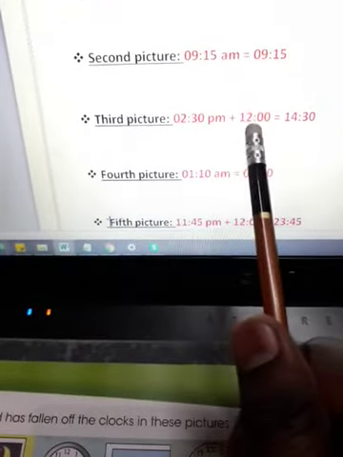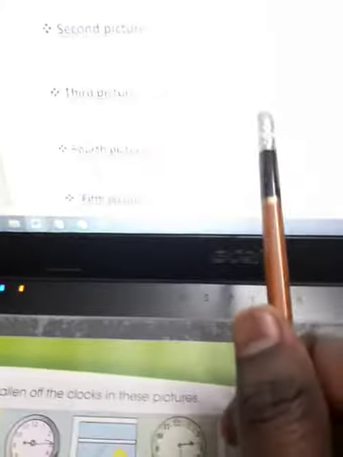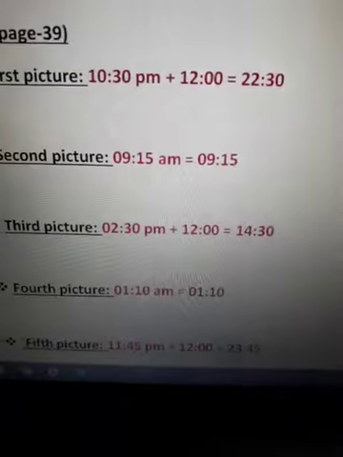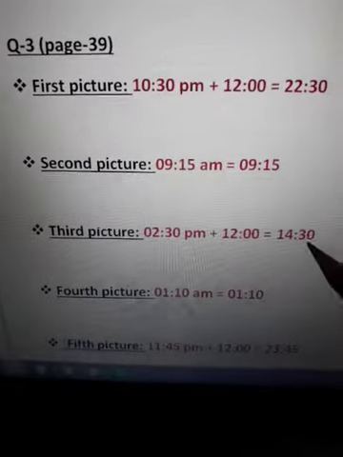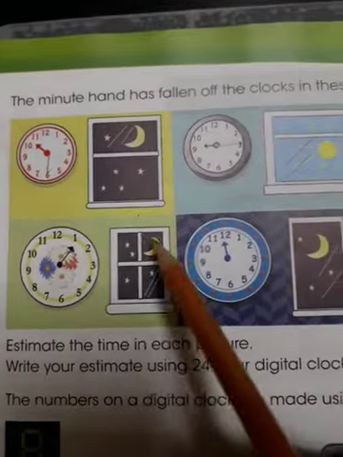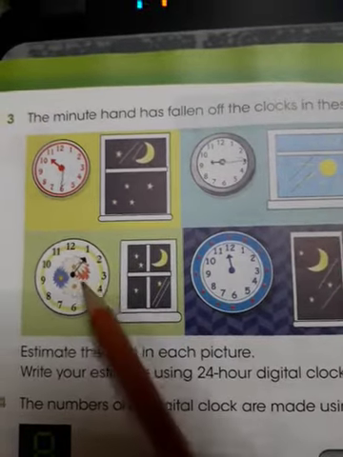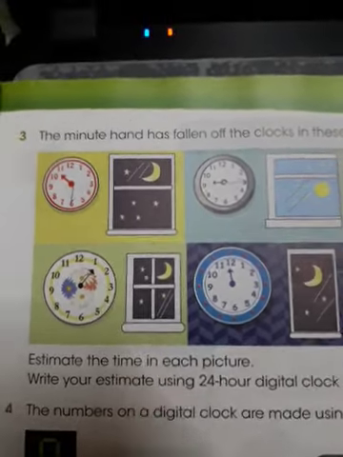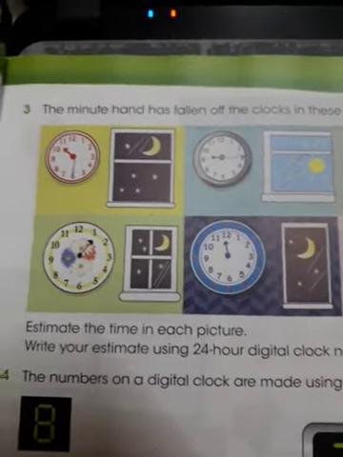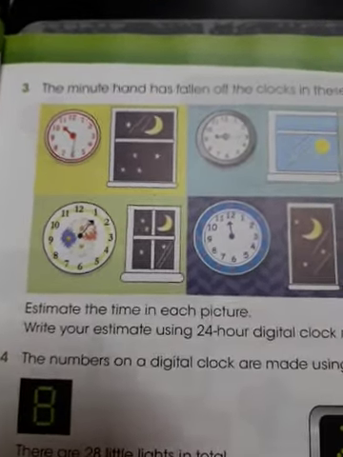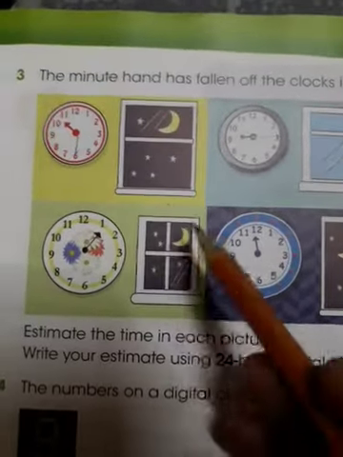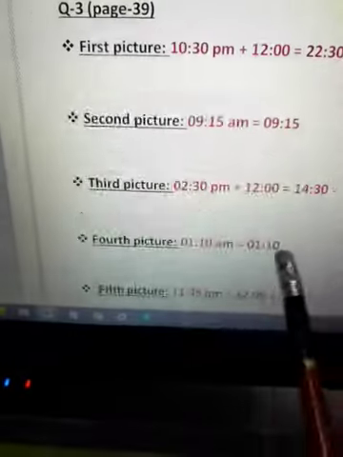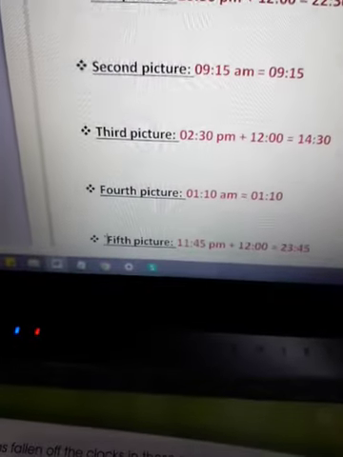But it is p.m., so 12 plus 2 equals 14, because every time you add to the hour only. So 2 plus 12 is equal to 14:30. Now coming to the fourth picture. Again, this is the dark night time, and this is 1:10. Is it afternoon 1:10 or midnight 1:10? Afternoon 1:10 is obviously sunlight, right? But it is midnight, so 1:10 a.m., because the new day starts. So no need to add anything, so that is 1:10 only.